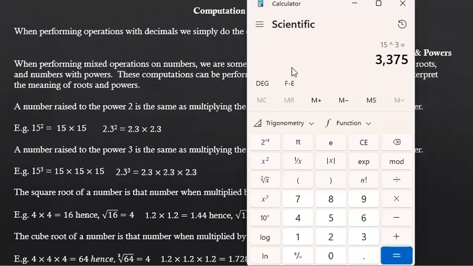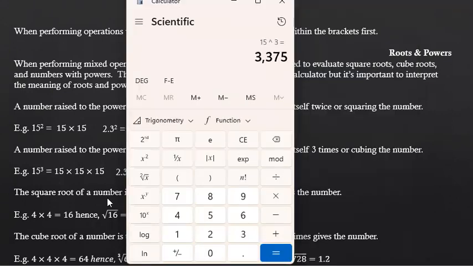Now, on some calculators, you will be able to find the square root. So I write the number first and I click this, and this will give me the square root of 16. There are some calculators that you can also find the cube root on, but this one doesn't have it.